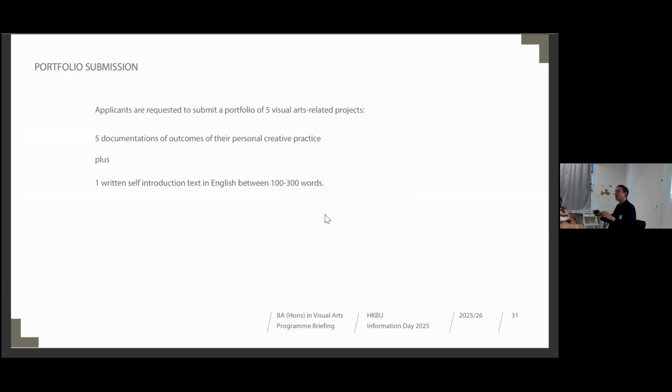So bring what you consider to be good finished works, but also bring sketchbooks and notebooks that give a good overview of your creative thought process and your potential creativity. We also asked for a 100 to 300 word self-introduction. Don't ask any bots, just write about yourself.